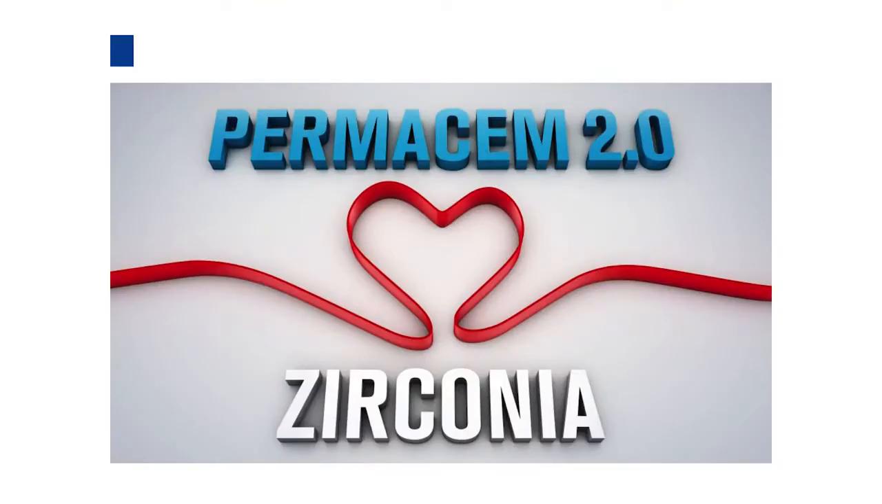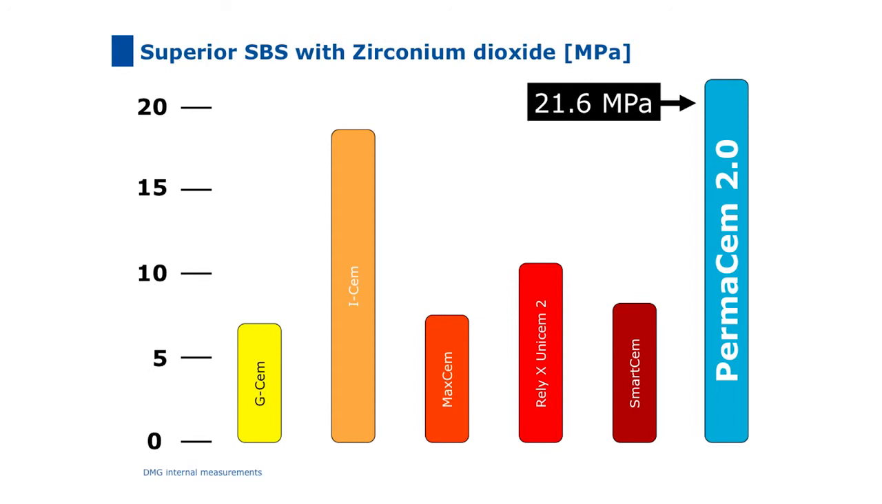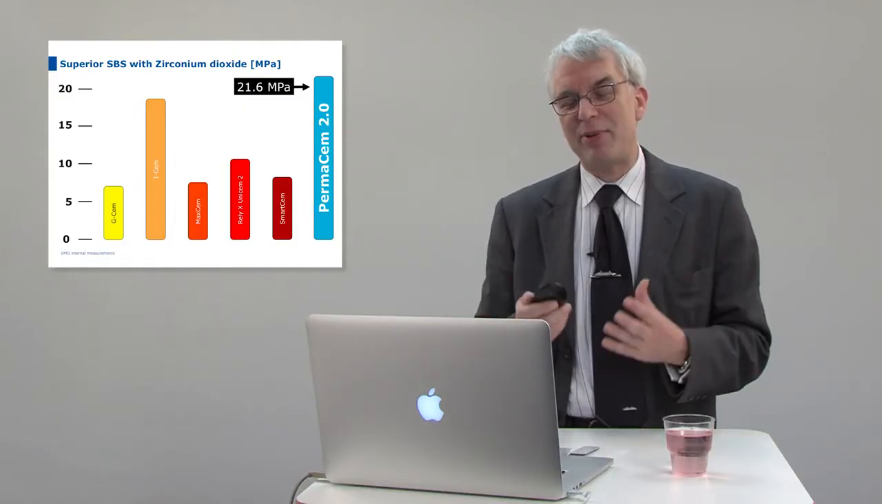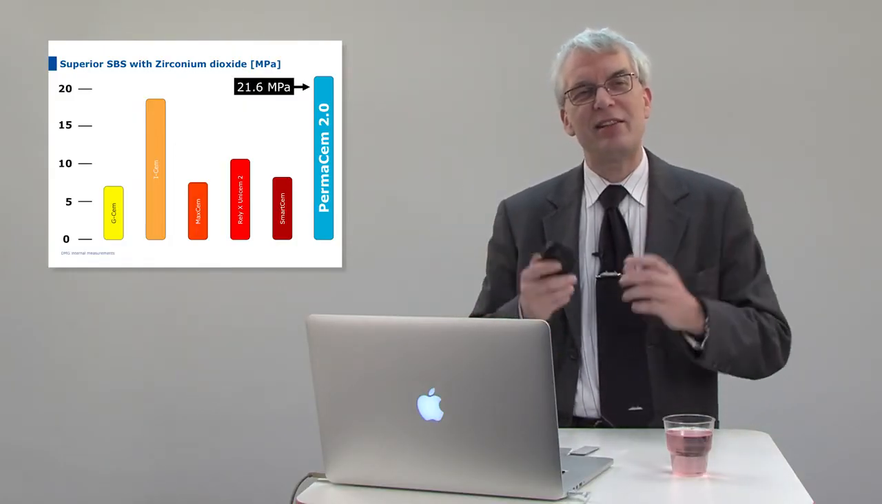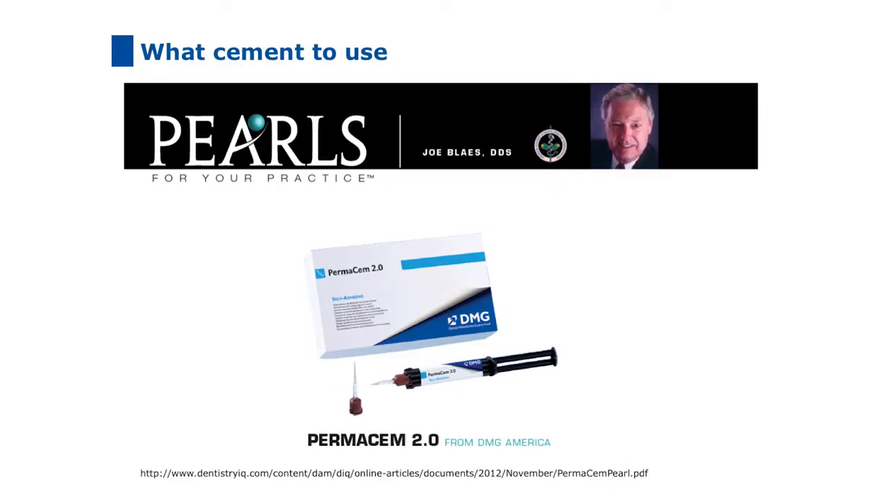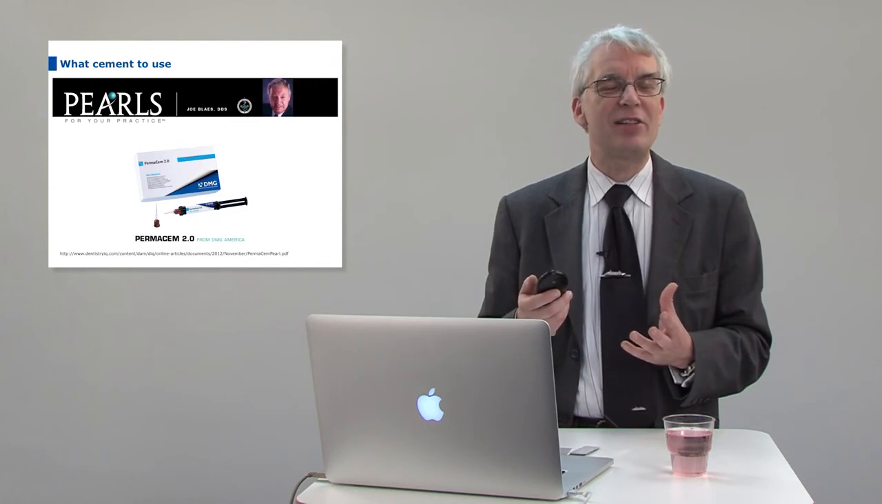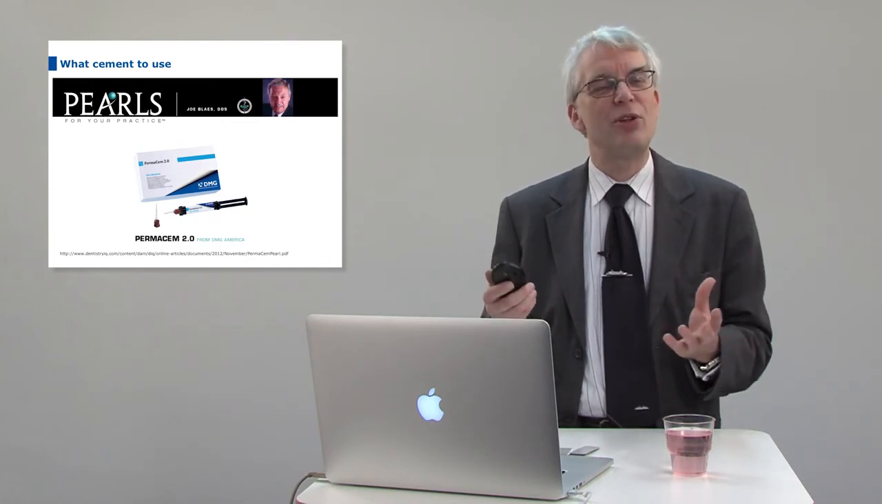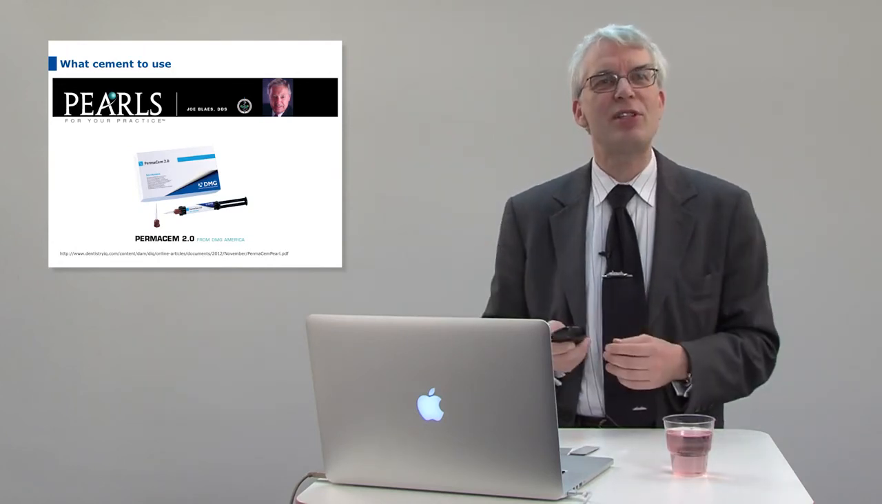And last but not least, PermaCem 2.0 and zirconia, they're big friends. They give you the highest adhesion on the products on the market, and this is an excellent property that you want to see in a product like a self-adhesive cement. And we're very happy that we could include all this into one neat little package and call it PermaCem 2.0. And for this reason, it's no surprise that, for example, Joe Blaze, who publishes these pearls for your practice articles, when asked what cement would you use, said, use PermaCem 2.0. That's the end to your worries. Thank you very much.